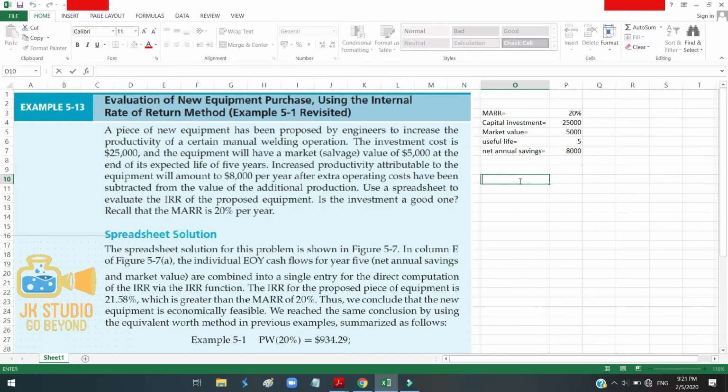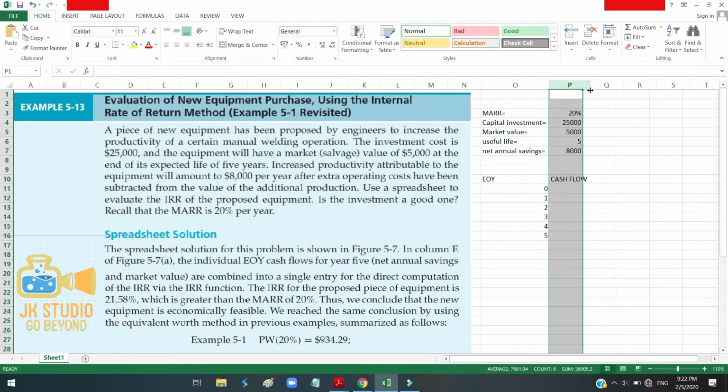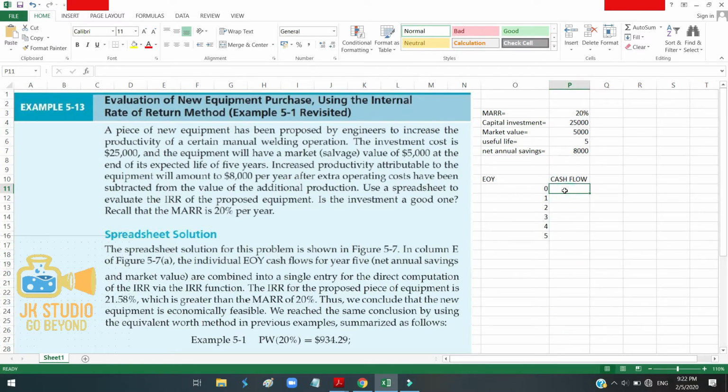So we need to convert this into cash flow at every end of year. So the end of year is 0, 1, 2, 3, 4, and 5. This is the cash flow. First of all, for year 0, we will have an investment, which is not an inflow, it's an outflow. The money flows out, so it equals negative 25,000.